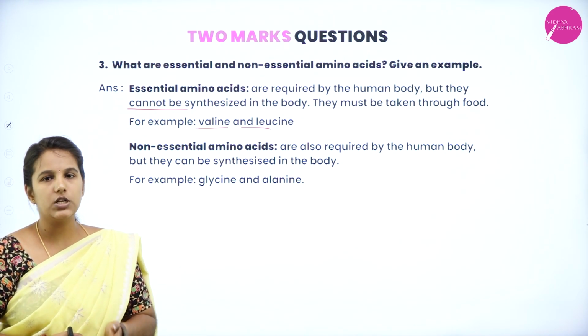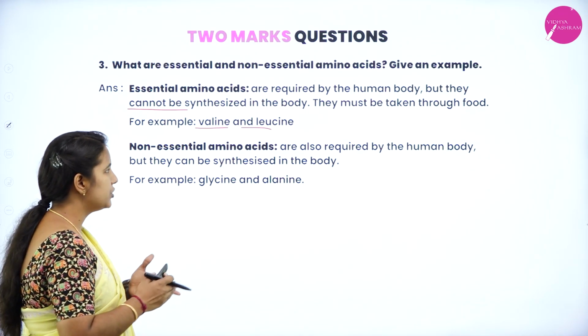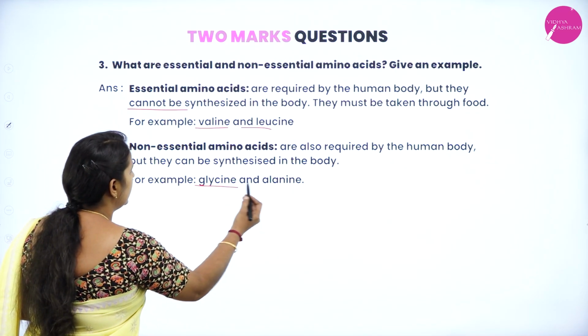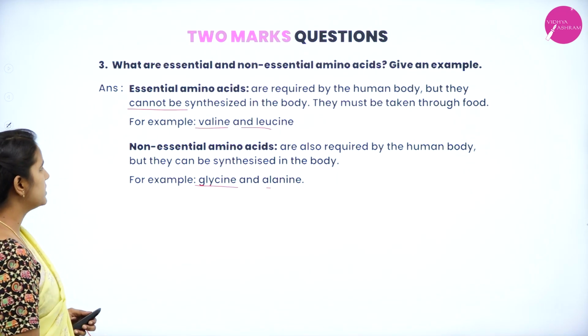Coming to the non-essential amino acids, even though they are synthesized in our body, they are not required in an essential quantity. Example, glycine and alanine. One example you must remember for this.